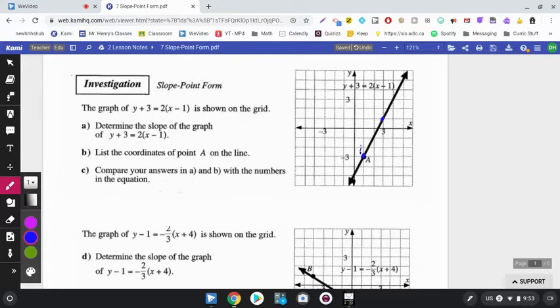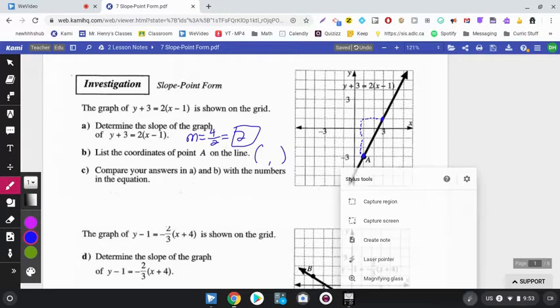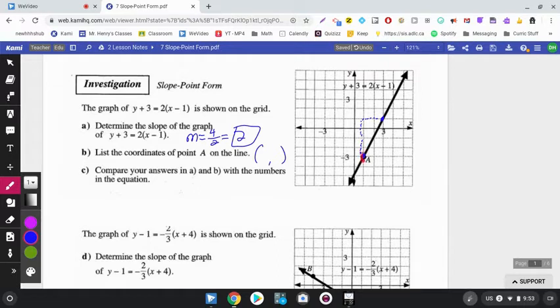Rise over run. My rise would be 1, 2, 3, 4. My run would be 2. So rise over run, 4 over 2. Oh, that's just 2. And then it says, well, hey, why was that point A labeled? Let's write that point. The point A is 1, negative 3. X is 1, y is negative 3. And then you say, okay, well, you got a slope of 2. Then you got this point 1 comma negative 3. Do you see those in your equation?